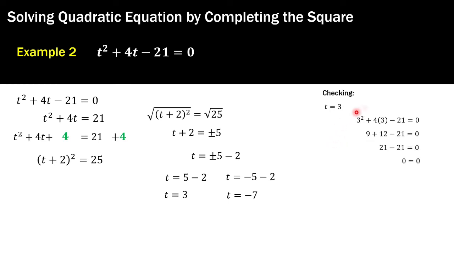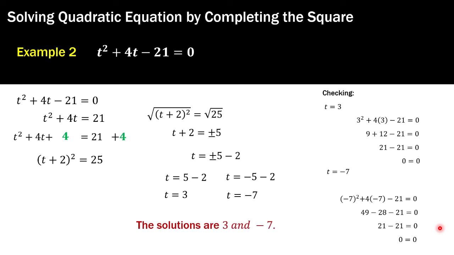To check, we are now going to substitute the value of t here as 3 to our equation. So I would be having 3 squared is equal to 9. 4 times 3 is 12. So 9 plus 12 is 21. Minus 21 is 0. For t is equal to negative 7, that would be negative 7 squared is 49. 4 times negative 7 is negative 28. 49 minus 28 is 21. Minus 21 is equal to 0. Therefore, the solutions are 3 and negative 7.